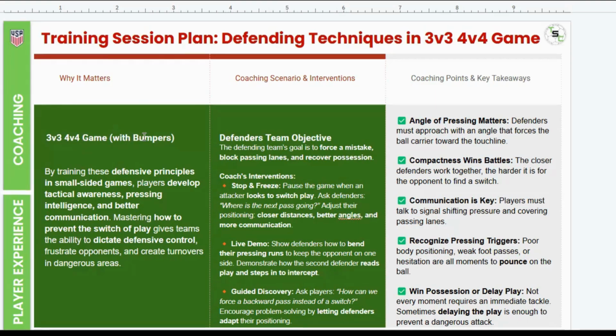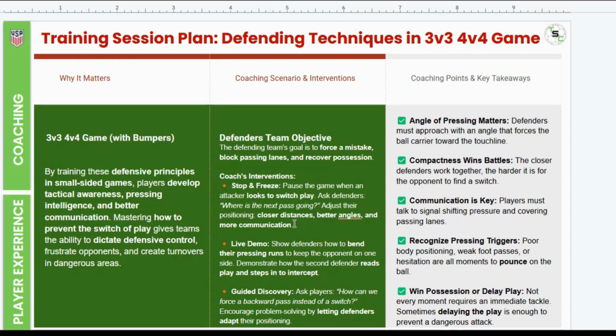Mentioned the bumpers or the target players on the outside. So it's a small sided game. We try to master how to prevent the switch of play to give you some control defensively. So as a coach, you have certain scenarios, intervention moments in mind before your session starts. You can do a stop and freeze where you see your defender's not doing what you're looking for them to do as a player action. So you can pause the game when the attacker looks to switch the play, and then you can ask defenders where's the next pass going. So they can adjust their positioning, their speed, angle, timing, distance, body shape, etc.